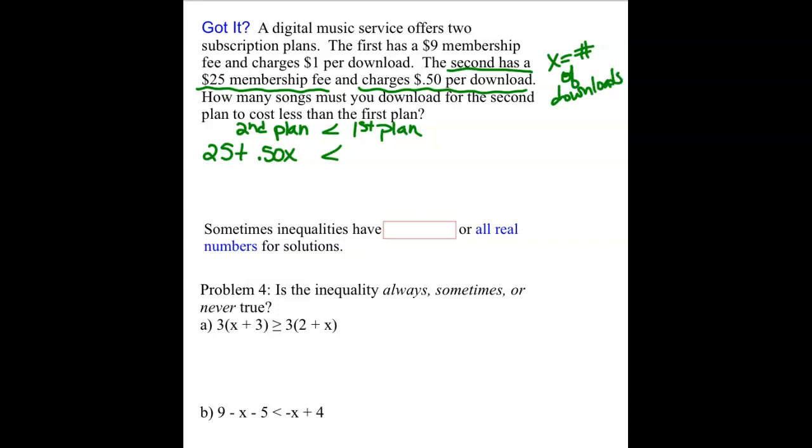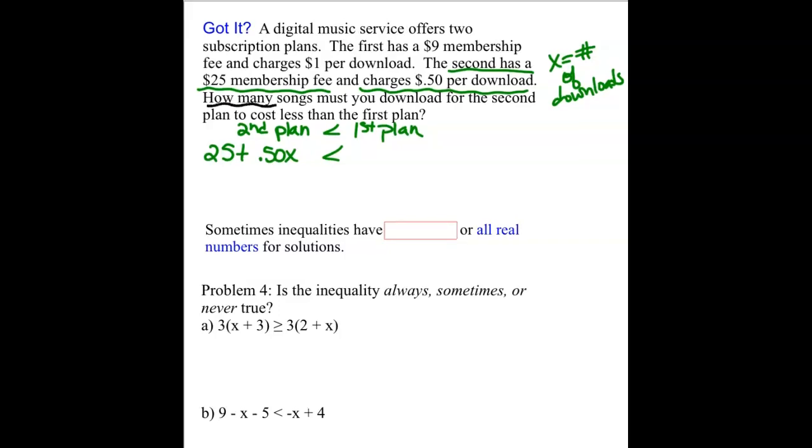Okay, since that's what they're asking us to find. All right, the first plan we are told has a $9 membership fee, so much less as an initial fee, but then they are going to charge $1 for every download. So we're going to add $1 for each of those x's. We now have an algebraic inequality.